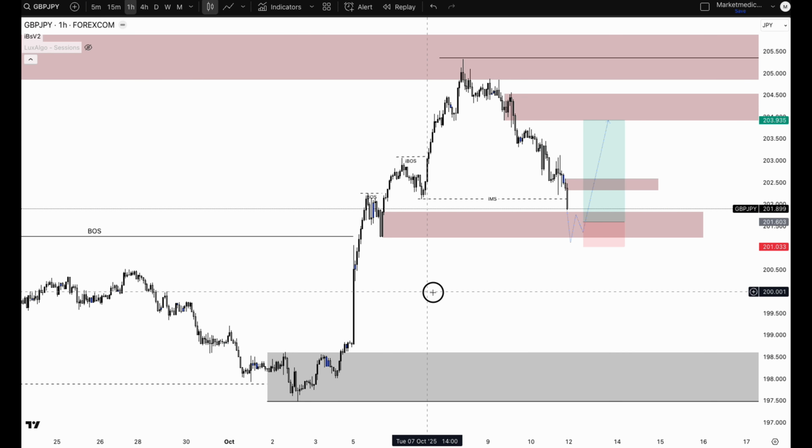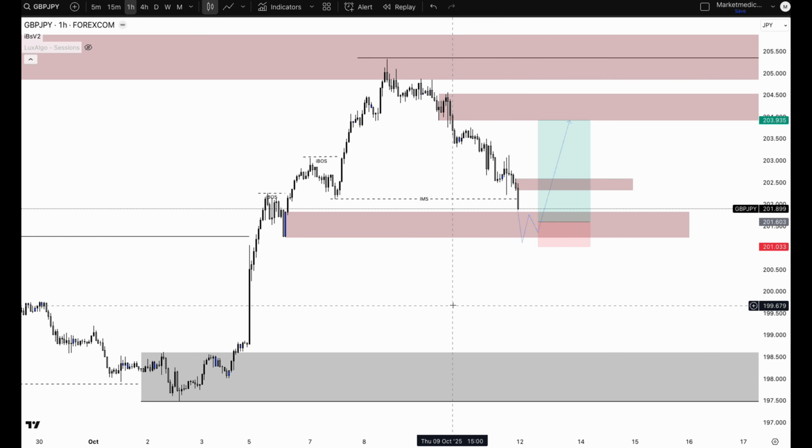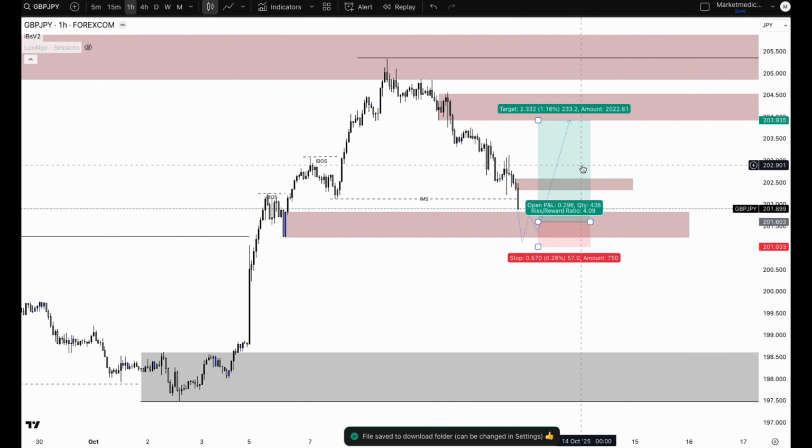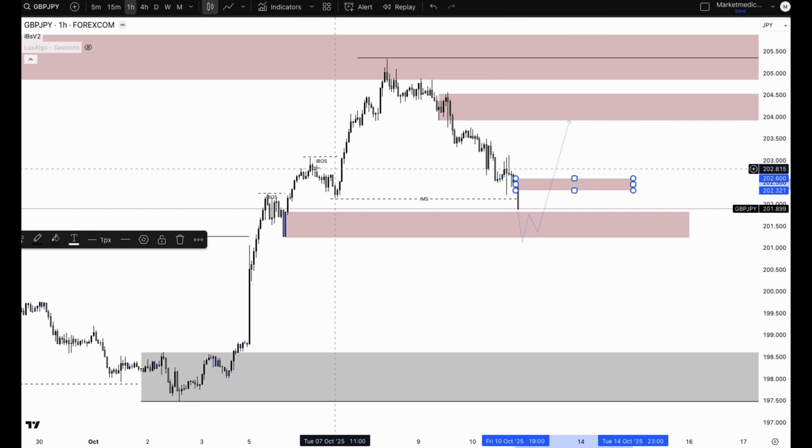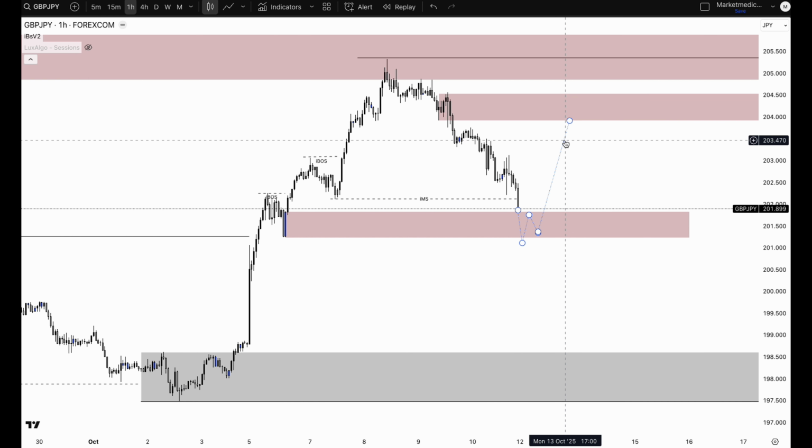So let's take a screenshot of this. Trade idea number 1. So we are done with trade idea number 1. Now let's deal with trade idea number 2.